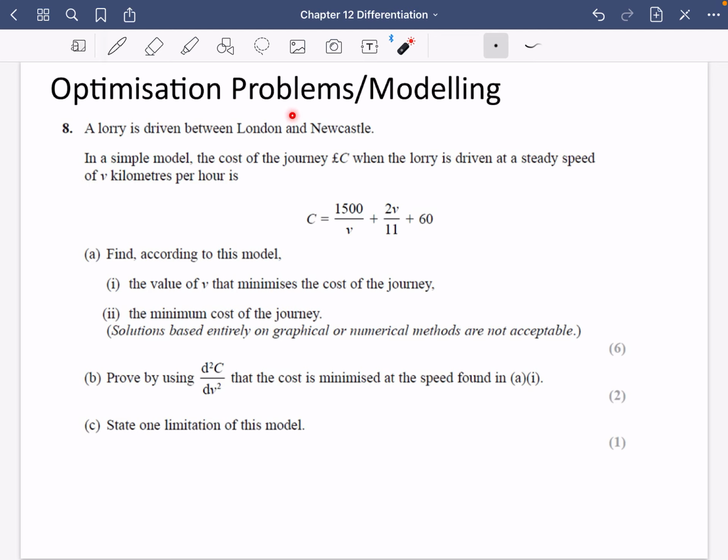Okay, so let's have a look at some optimization problems, which is kind of to do with modeling as well. And we'll think about how we can use everything we've learned so far in differentiation. So you can see in the previous video, we're going to need to know that knowledge because we've now got some variables that are not y and x.